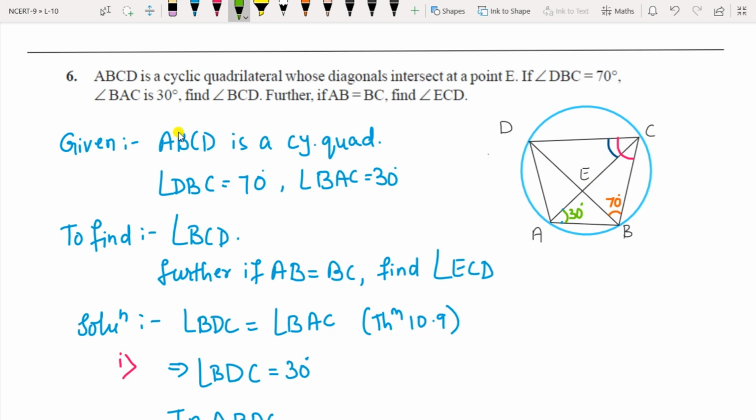Okay, so ABCD is a cyclic quadrilateral. These angles have been given. You have to find BCD first, and second, this is the first one, and the second one you have to find. If these two are equal, then you have to find ECD.